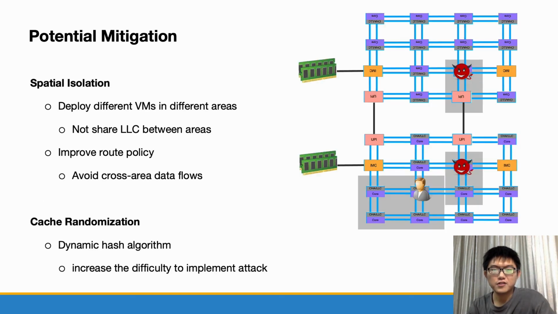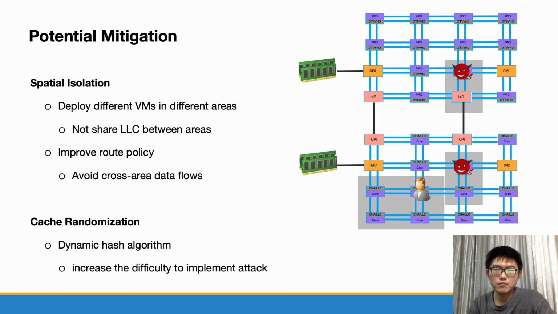We also did a little investigation upon the potential mitigations. The first direction is spatial isolation. As the graph shows, maybe we could deploy different virtual machines in different areas. The LLC slices are not shared between areas, and we should also improve the routing policy to avoid cross-area mesh data flows. The second direction is cache randomization, like the LLC slice hash algorithm, because it will increase the difficulty of implementing the MeshUp attack.